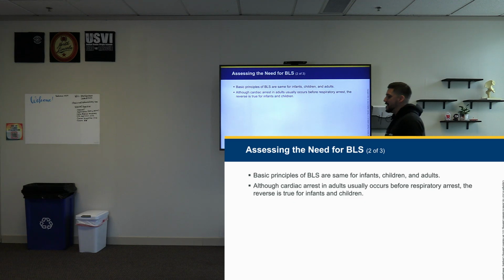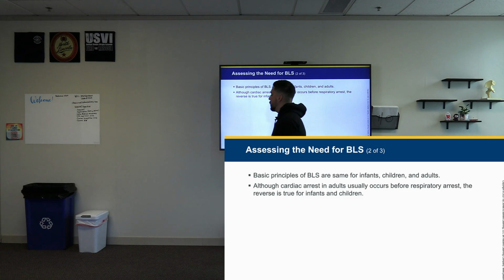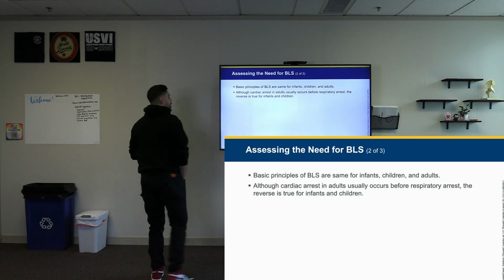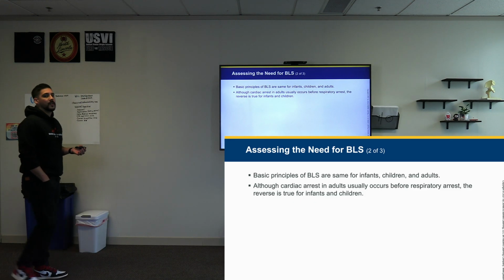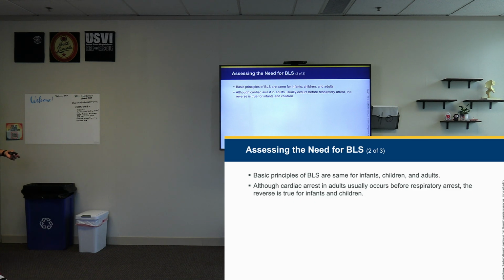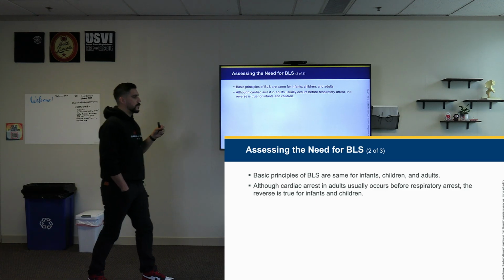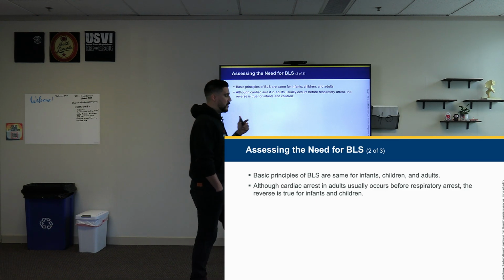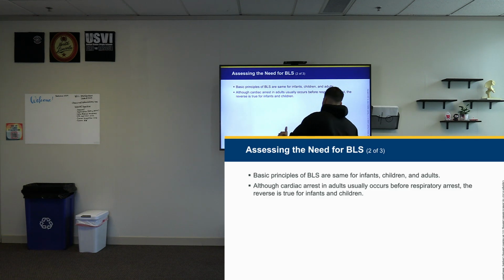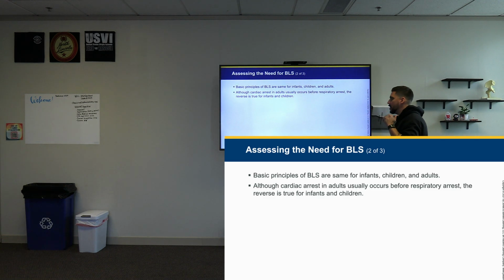Now, assessing the need for BLS. Basic principles of BLS are the same for infants, children, and adults. There are some caveats in that when it comes down to the ratios of compressions to breath. That might change a little bit, but in the end, it's all the same 3 principles, A, B, C, right? We got to make sure we're keeping an open airway, breathing for them, and getting circulation. Now, as I kind of mentioned earlier, this is going to bullet point it.